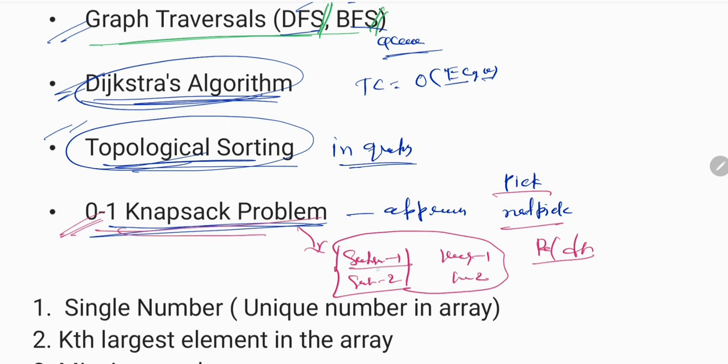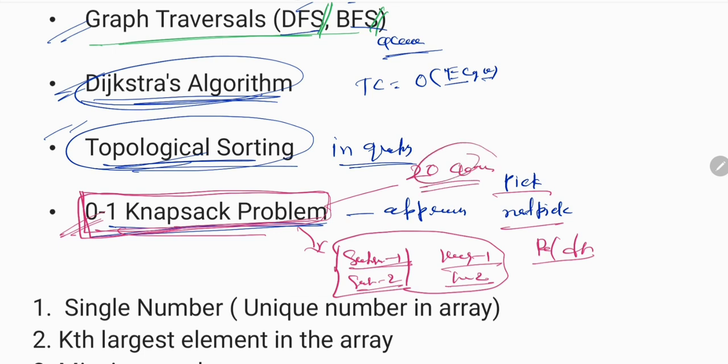So do practice on subset 1 and subset 2 and house robber 1 and house robber 2. So this is a very famous approach on DP and also recursion. So do practice mostly 20 questions on 0-1 knapsack. Then your concept will get clear of 0-1 knapsack problems.